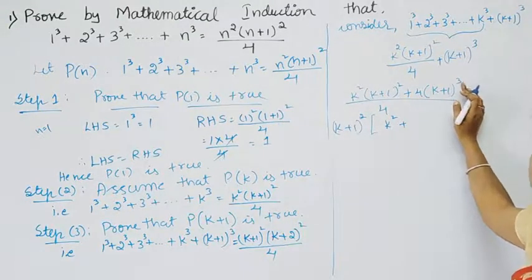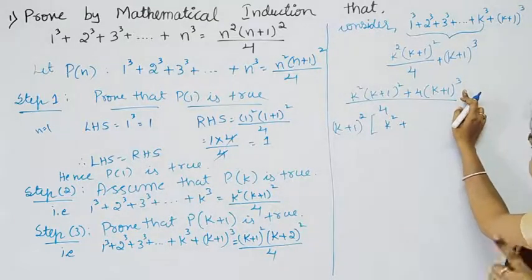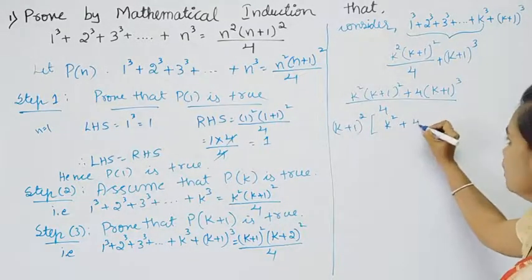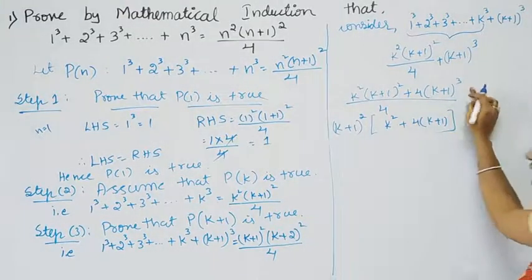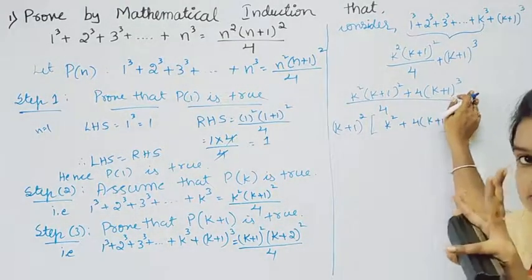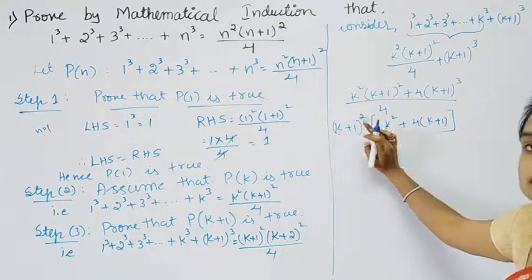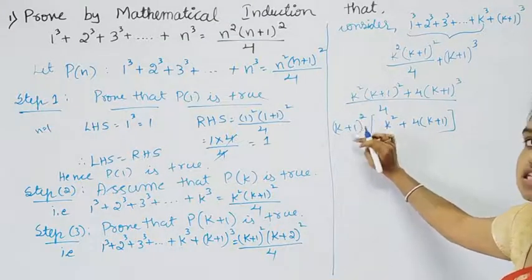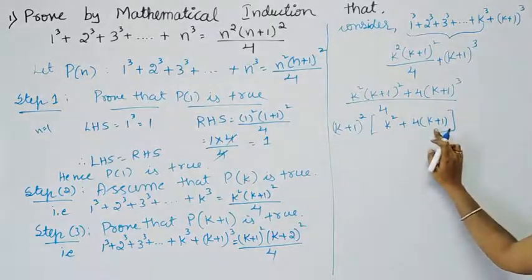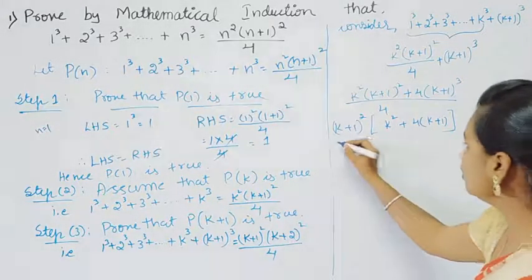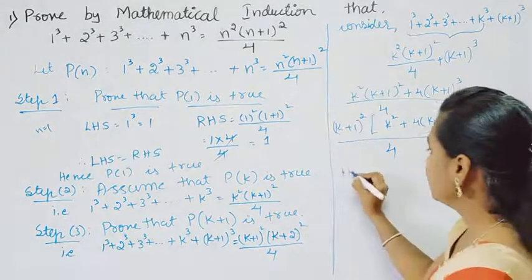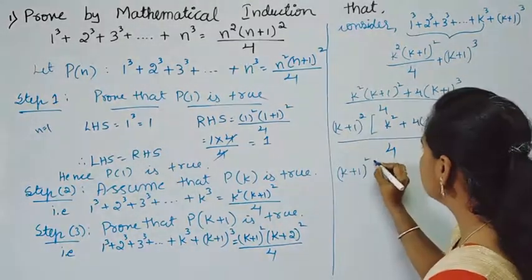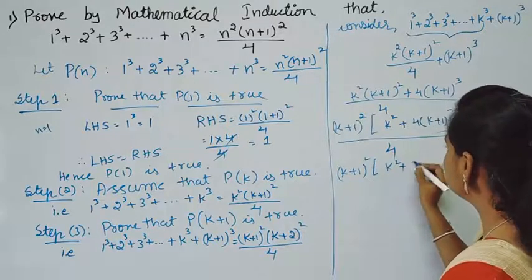Two terms, we take it as common. So we get remaining 1 here, and 4 into (k plus 1). Understand? So here we have (k plus 1) whole cube, 3 terms are there. So (k plus 1) whole square, two terms we take it as common factor. So the remaining is (k plus 1) whole divided by what? 4. Understand? So (k plus 1) the whole square into k square plus multiply.